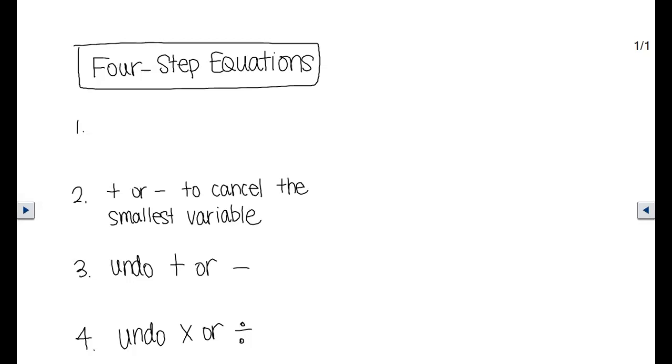So those 3 steps that I have on the board right now, you have been dealing with for a couple of days. So now what we are going to do is look at 4-step equations, and these equations will have parentheses in them. So step 1, our new step, is going to be to distribute if necessary.